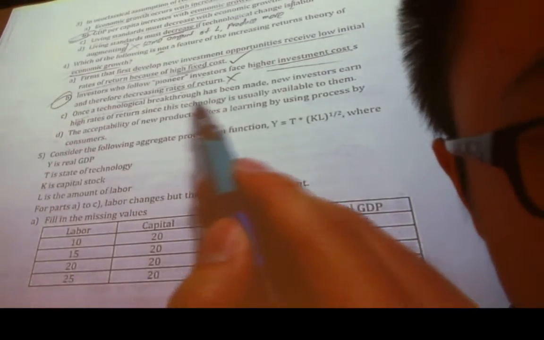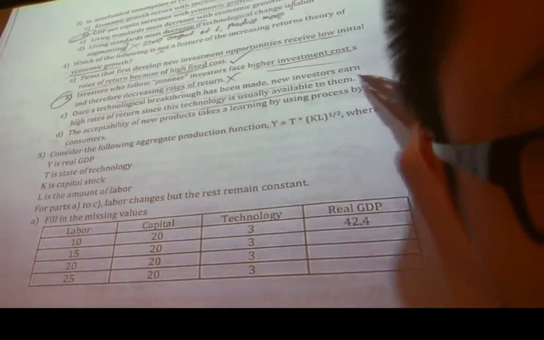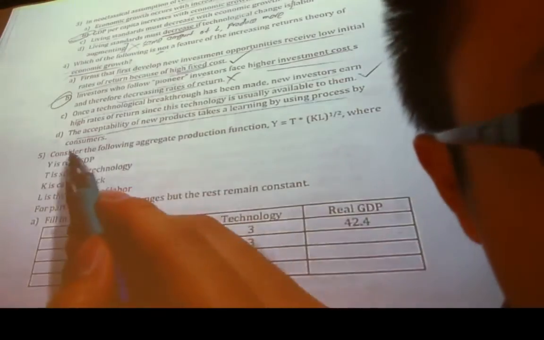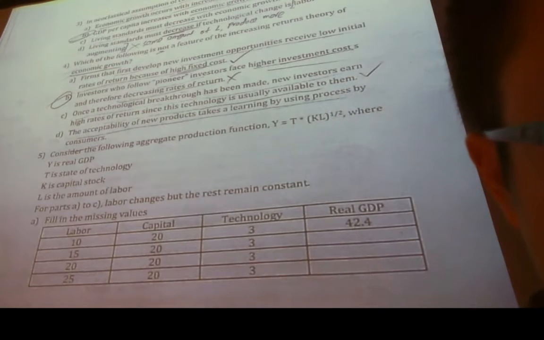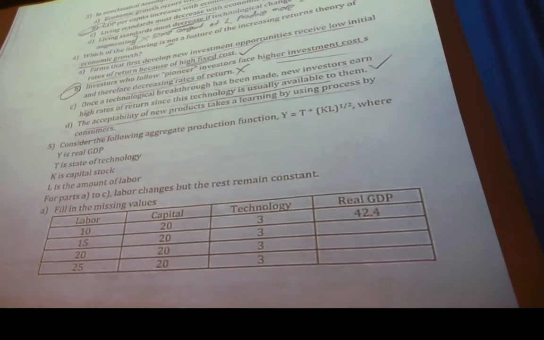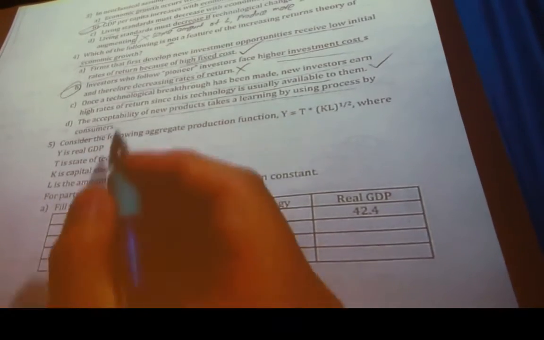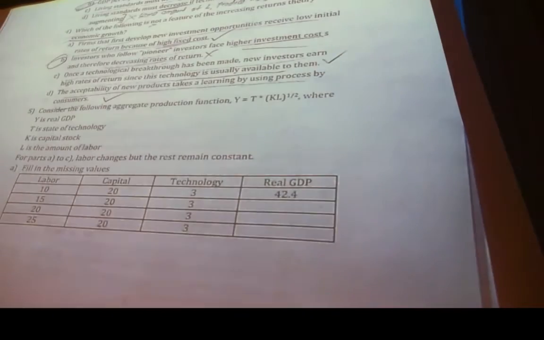Once a technological breakthrough has been made, new investors earn high rates of return since this technology is usually available to them, which is correct. Acceptability of new products takes a learning by using process by consumers. So let's say if there's a new product coming out, in the beginning a lot of consumers don't know how to use it, right? So there will always be a few people who go first to try the new things, and then if it's good, other people will try to follow and learn it. So that's why this is correct. When more people learn it, that means more people accept it.